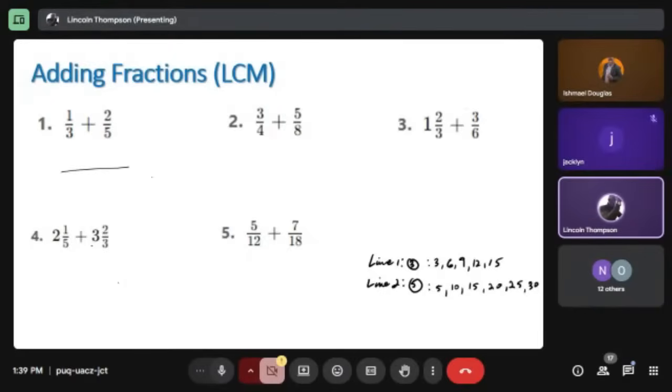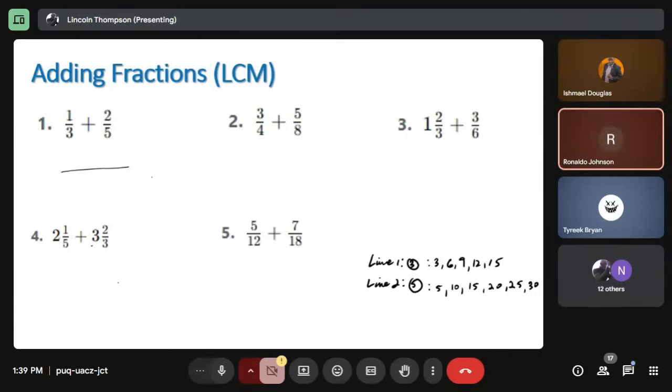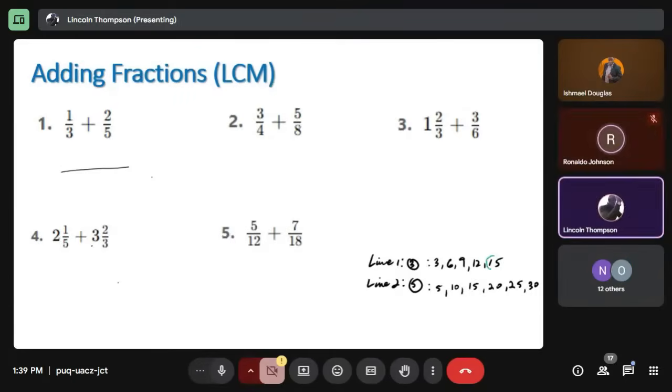All right. So now that we have the multiples for 3 and 5, what is the lowest common multiple? 15. Very good. 15. Because 15 is the lowest number that is included in the multiples of 3 and 5, or the lowest number that they have in common. Perfect. So now we get our 15. Now we draw our line right here, get our 15, and put it below.